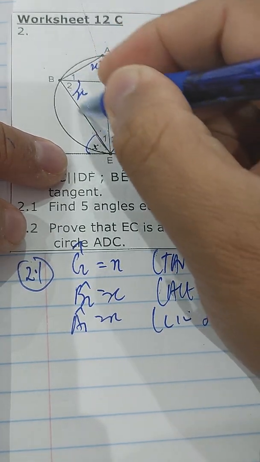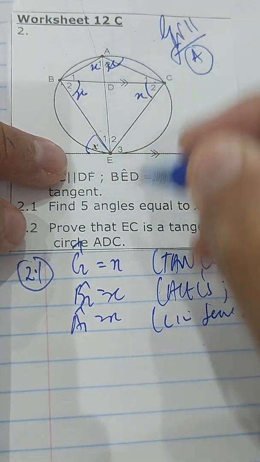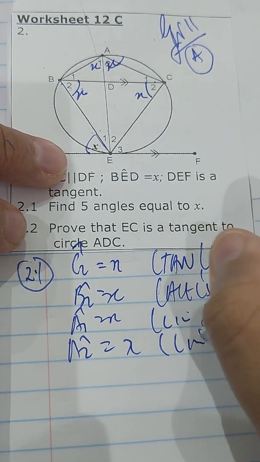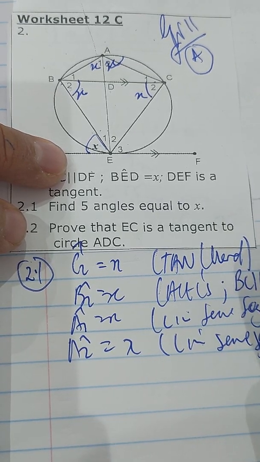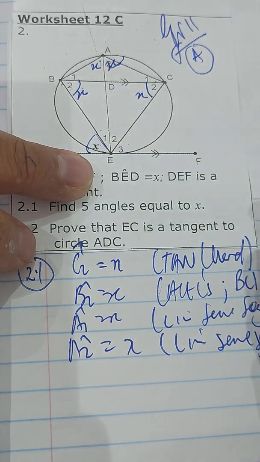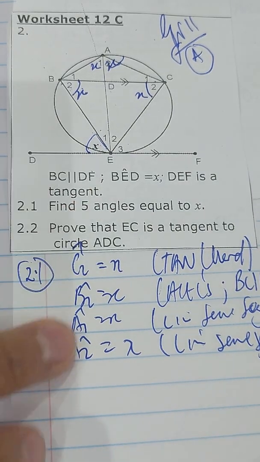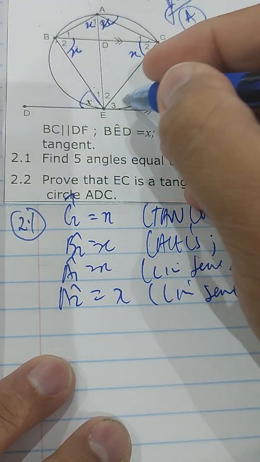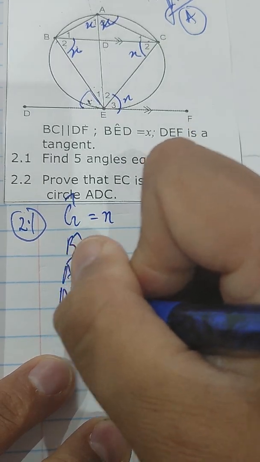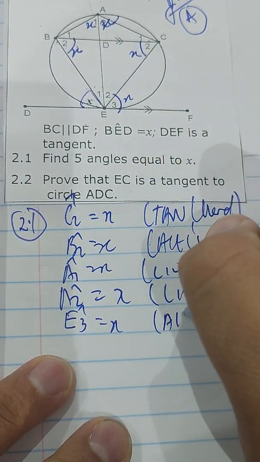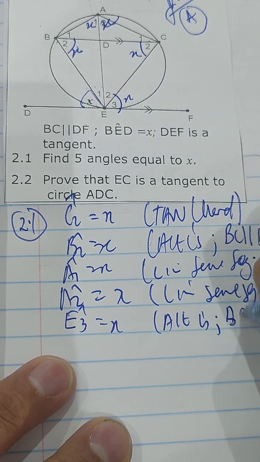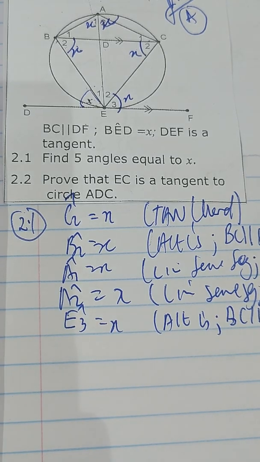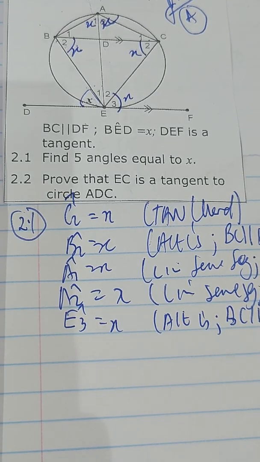Then we know that, you see here's the butterfly. So there is an X, A2 is X. Why? Angles in the same segment. It's coming from arc EC. You don't have to name the arc, you know? Okay, one more. Alternate angles. So E3 is equal to X, alternate angles with BC being parallel to DF. Okay, so there we have named 5 angles equal to X.